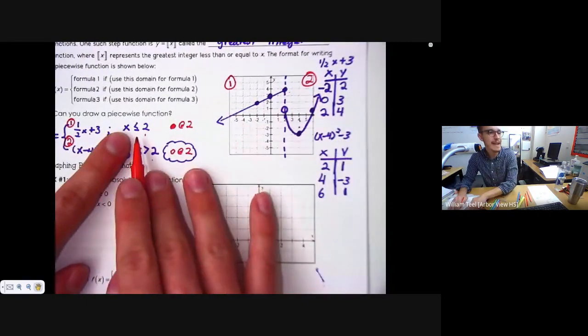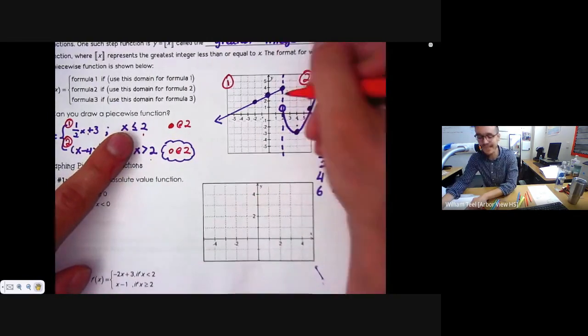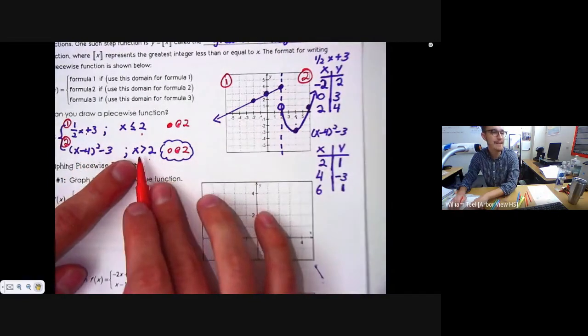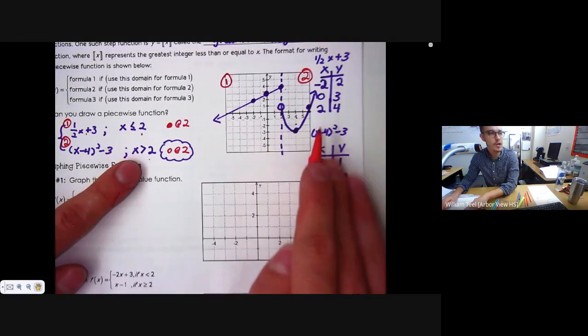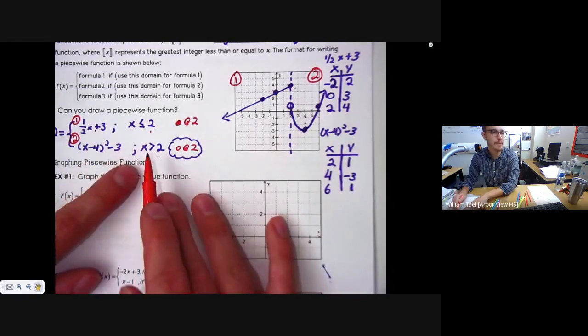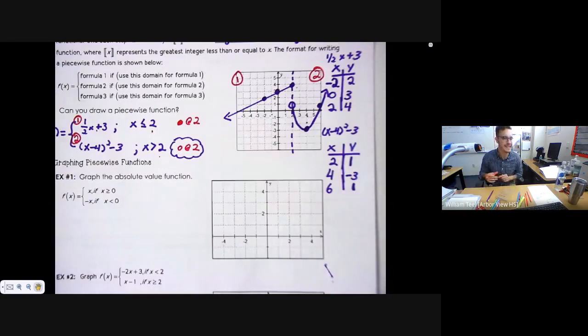Since I have a solid line under here, I have the equal sign under the inequality. That means I'm going to have a solid dot for the first function. And for the second function, I don't have the same line, so I'm going to have an open dot. The second function starts at x equals 2, as once again, the second function is represented by all values greater than 2. So that is how you graph a piecewise function.